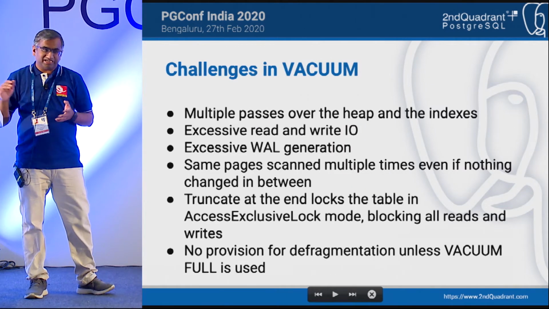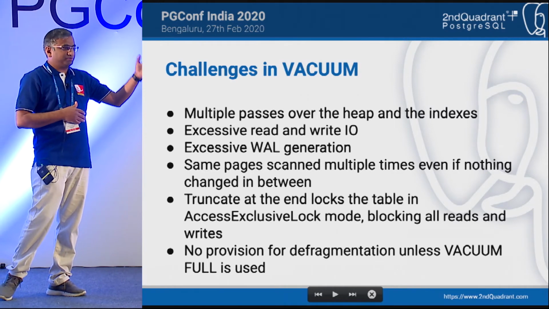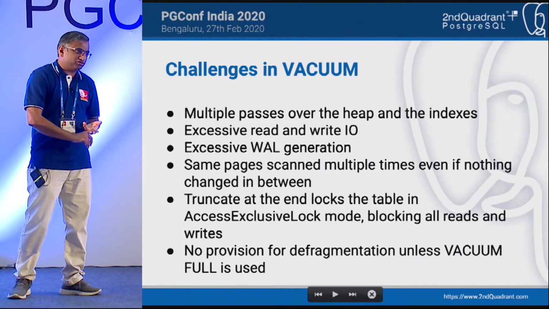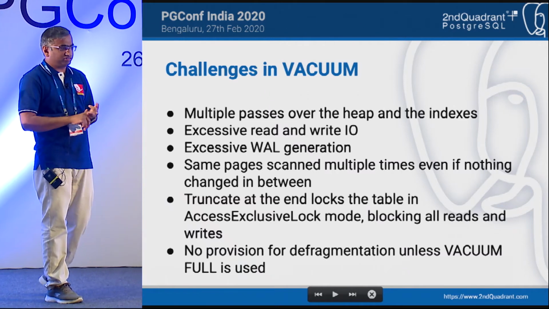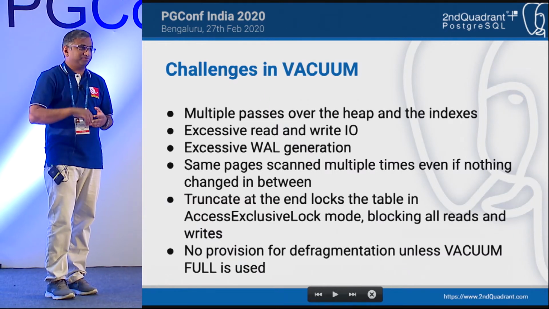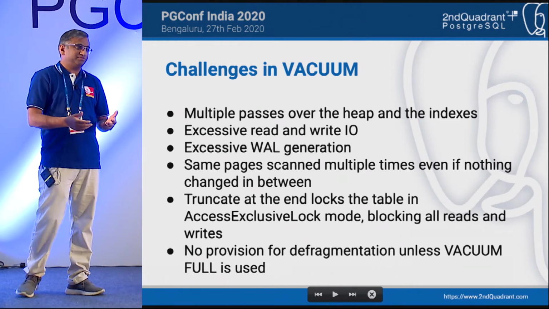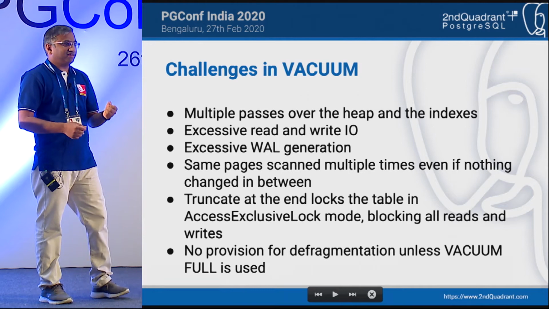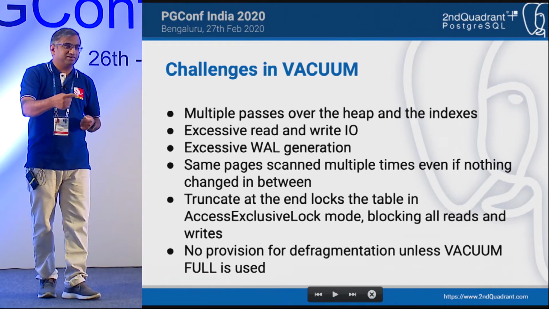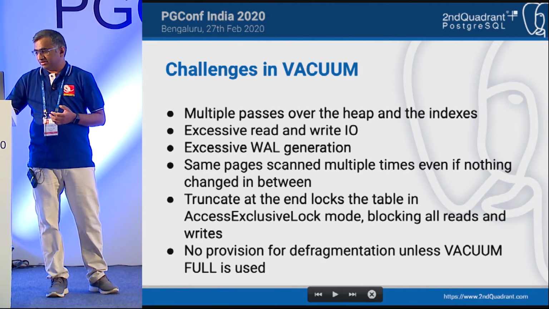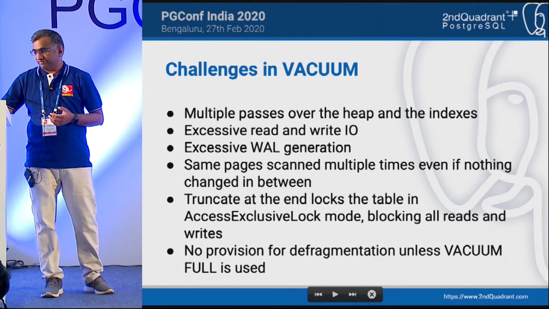So there are challenges. I talked about these multiple passes that vacuum has to go through, which leads to excessive I/O, excessive WAL generation, which affects your standby operations. The same pages are scanned multiple times. Every time you do vacuum, the same page is going to be scanned, or used to be scanned. I'm going to speak about how that's been solved.